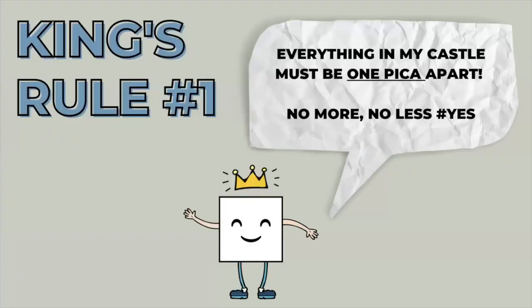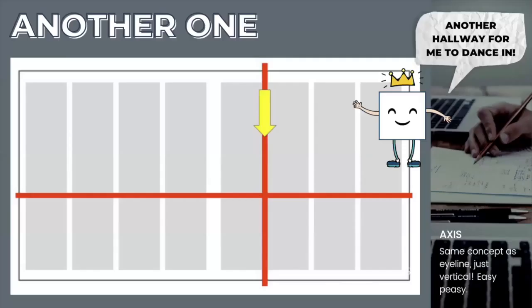And then he decided, I'm going to make a rule. This hallway looks great. This hallway is a great size. Everything in my castle must be 1 pica apart. No more, no less. Yes. As you can see, he's super happy about that. Look at that little smile. You can't deny it. So he decides that he wants everything to be even and clean and just like very balanced. And in order to do that, he's going to make sure that everything in his castle is 1 pica apart.